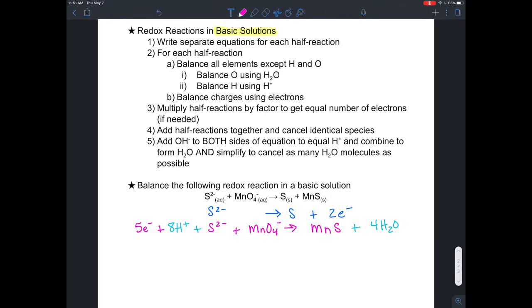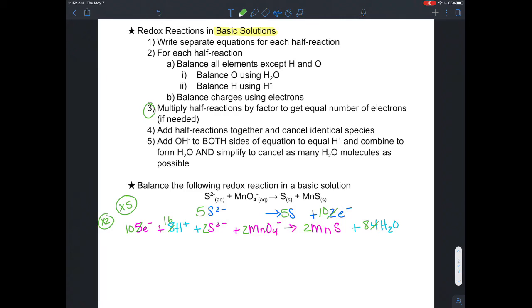Now we're going to multiply our half reactions to get a least common factor of 10. So again, I am right here on step number 3. The top one is going to be times 5, and the bottom one's going to be times 2. So that's going to give us 5, 5, and 10. And then down below we're going to have 10, 16, 2, 2, 2, and 8. All right, so that would be where we would stop and we would add everything up if we were just working with an acidic solution.